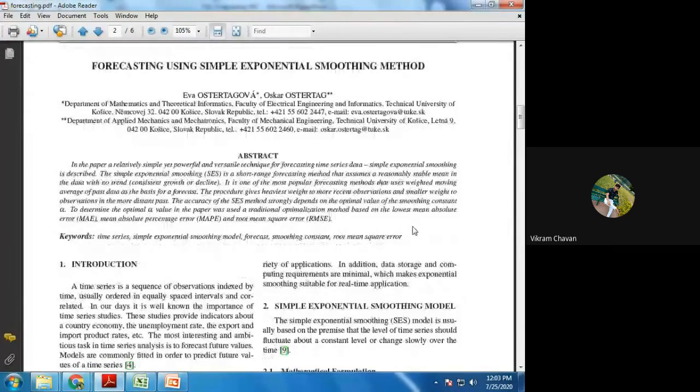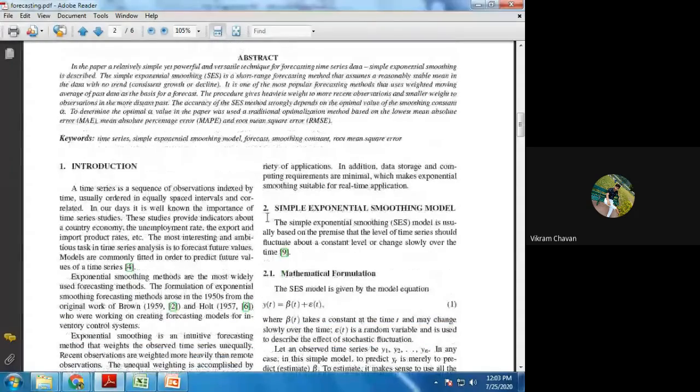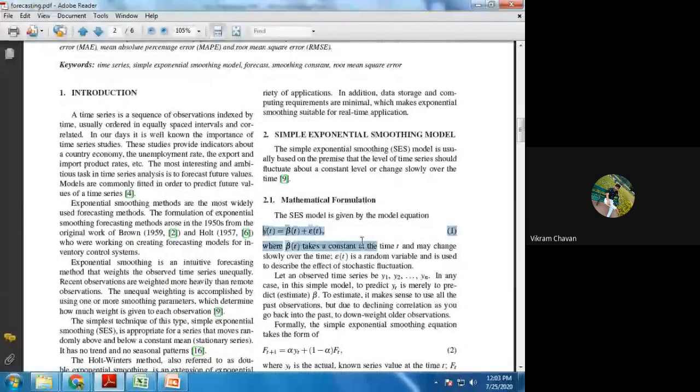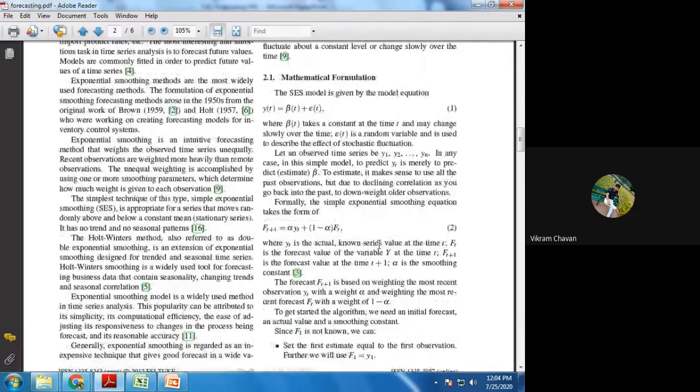So this is the paper. There is an introduction in this paper. Then they have mentioned the simple exponential smoothing model, with the mathematical formulation. They have provided the formula: f of t plus 1 is equal to alpha multiplied by yt plus 1 minus alpha multiplied by f of t. They have considered yt as the actual demand. Some notations are different, but you will understand better, and everything is mentioned clearly.